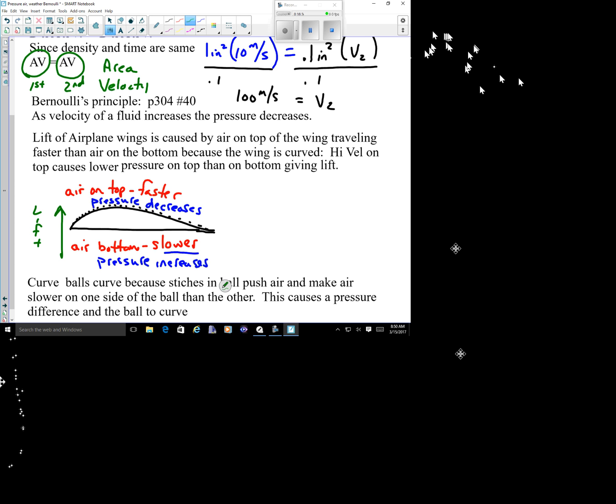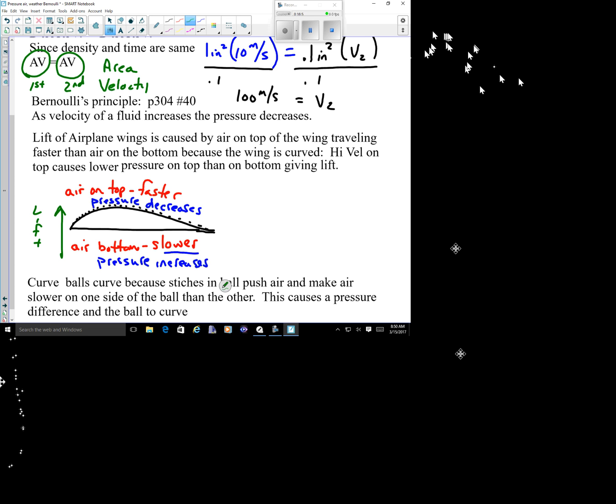So when I got on the airplane last spring break, and I was all nervous about flying, as the airplane went through the daggone air, we started to go up. I just stood up and I said, "Yeah, Bernoulli!" I just knew he could do it. So that's how that works.